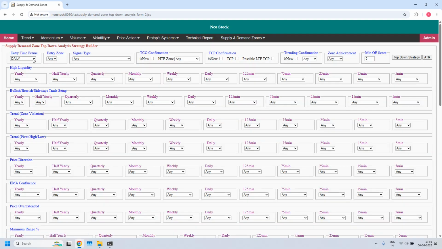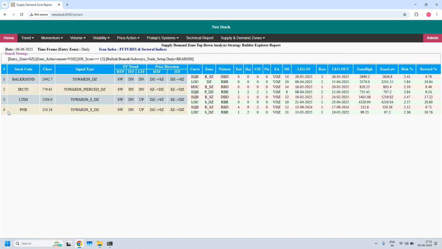Bearish trade setup for monthly income trade, entry time frame daily, entry zone should be supply zone. And also bullish or bearish trade setup at daily time frame, I am selecting bearish. Zone achievement, violated opposing zone, minimum odd enhancer score 12. Now both the filters are applied to daily supply zone. Let's filter. We got 4 stocks supporting bearish trade setup for monthly income trade. Entry time frame zones are daily supply zones. So we got 4 daily supply zones.